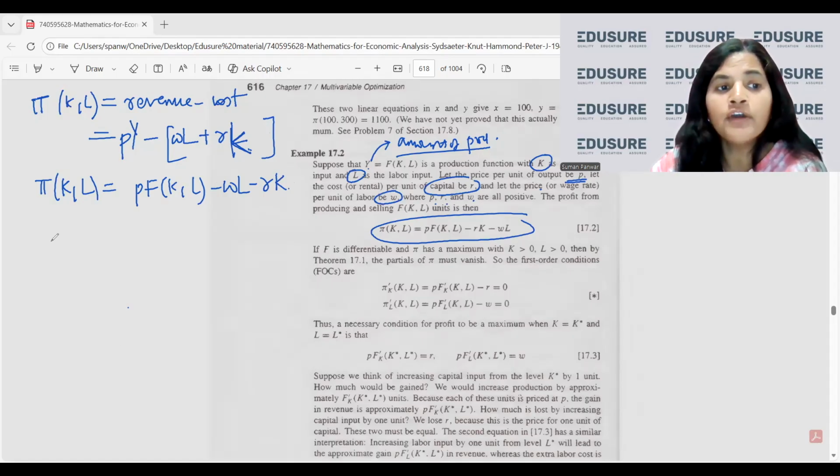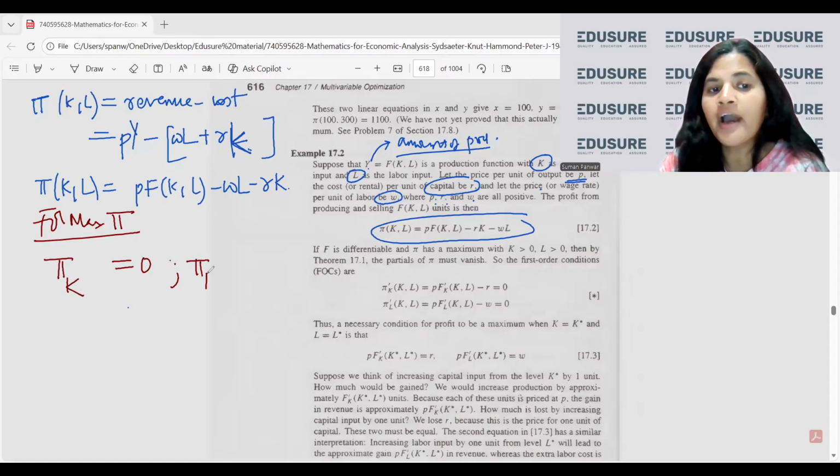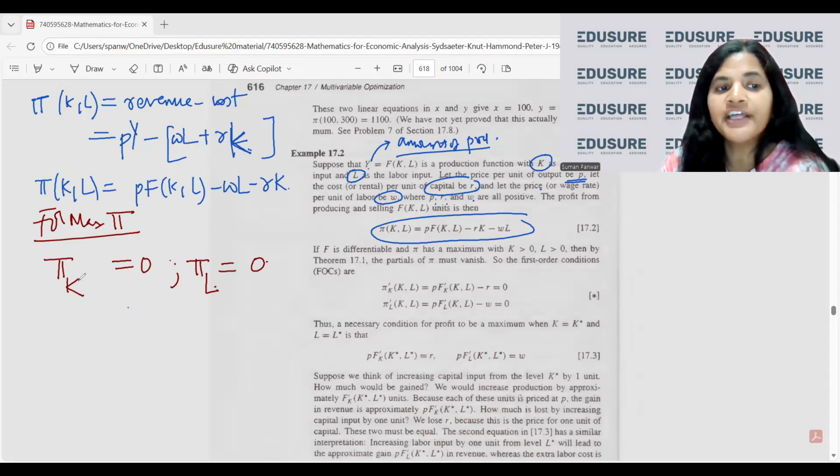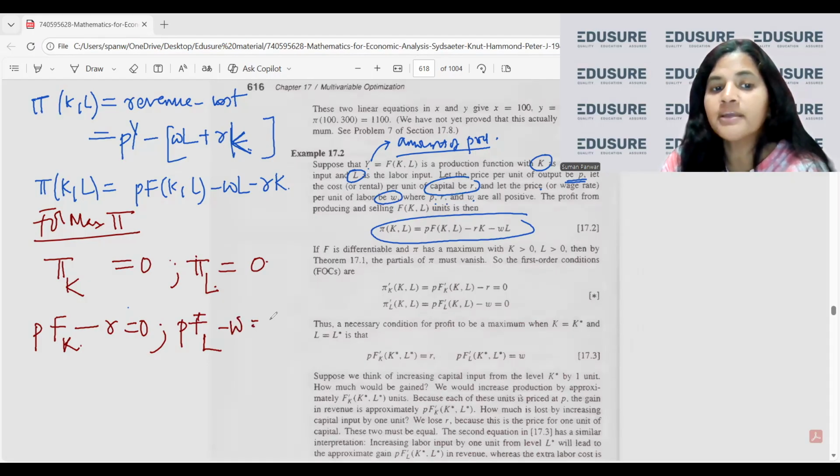Now if I want my profit to be maximum, for maximum pi, I want the partial derivative with respect to K to be 0, and I want the partial derivative with respect to L to be 0. Looking at the partial derivative with respect to K, P is a constant because it is the selling price per unit. Let me differentiate f with respect to K, and then the derivative of WL with respect to K will be 0, minus R equals 0. And when I differentiate pi with respect to L, it will be P into the partial derivative of f with respect to L minus W equals 0.